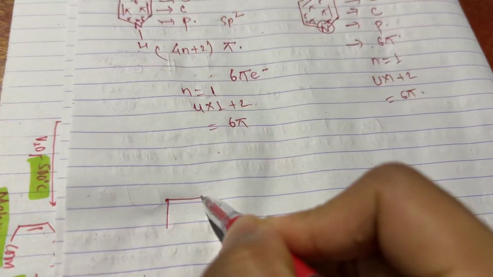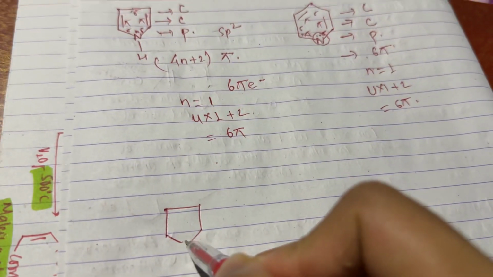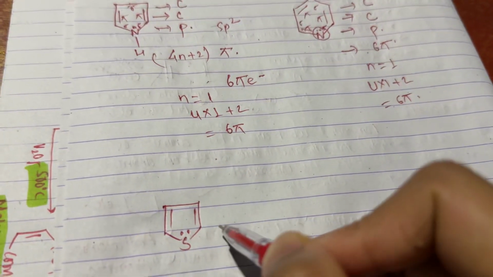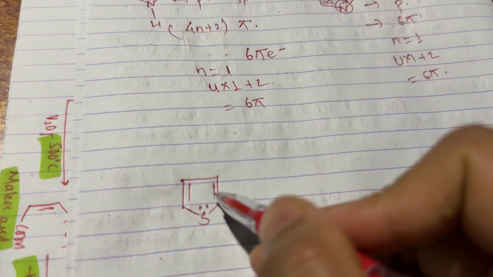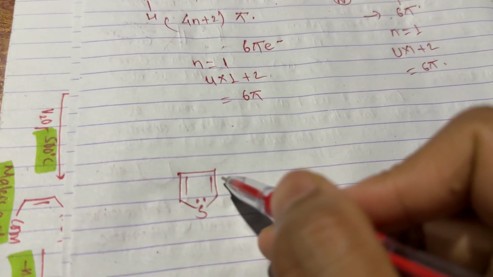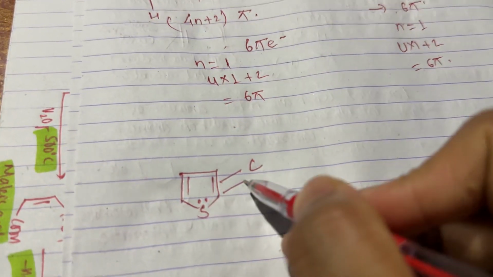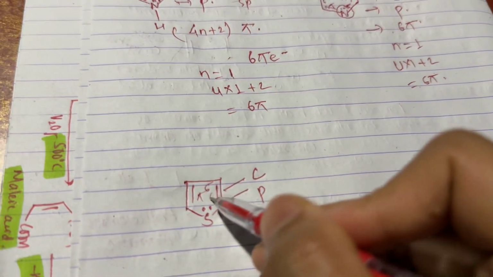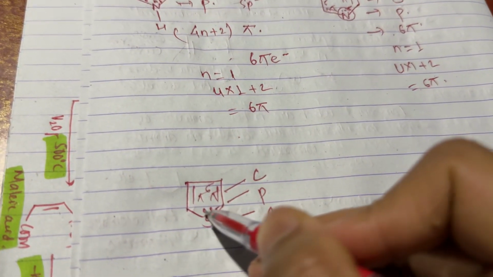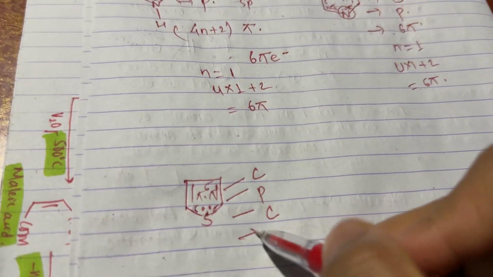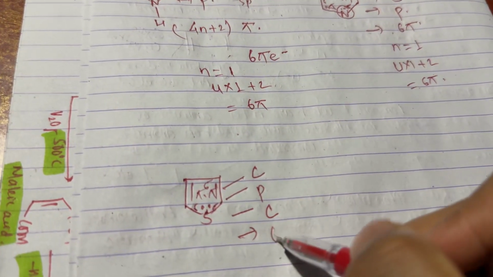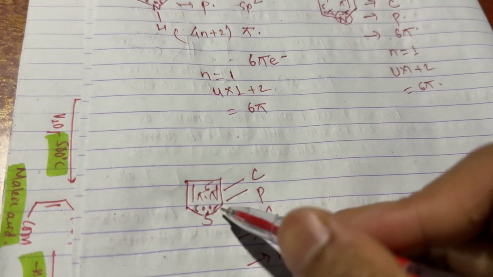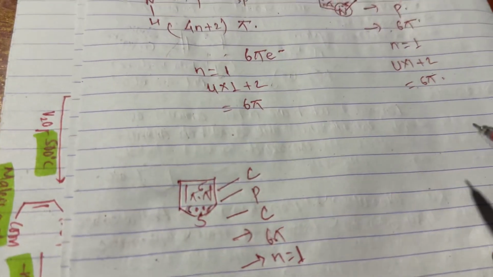In the same manner, thiophene. This is thiophene, and this thiophene is also aromatic. In order to show the aromaticity, you need to check this is cyclic and this is planar. There is conjugation as well. Pi, sigma, lone pair, sigma, pi. Yes, there is conjugation as well. Altogether there are 6 pi electrons. So we will get 6 pi electrons when n equals 1. That's why thiophene is also an aromatic compound.